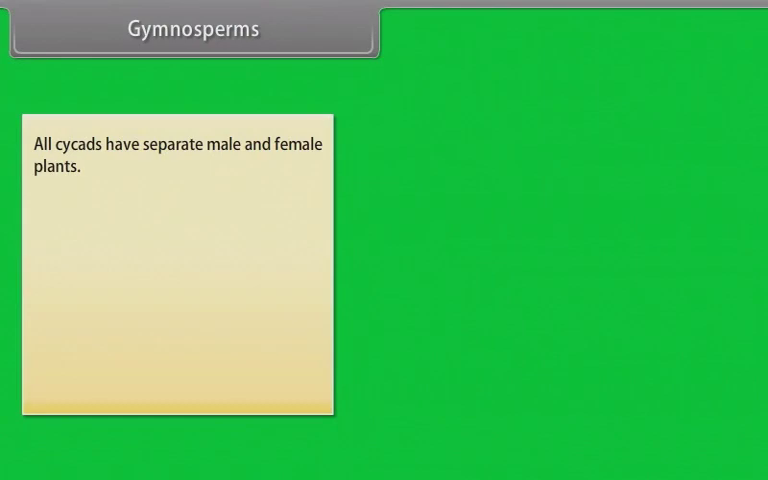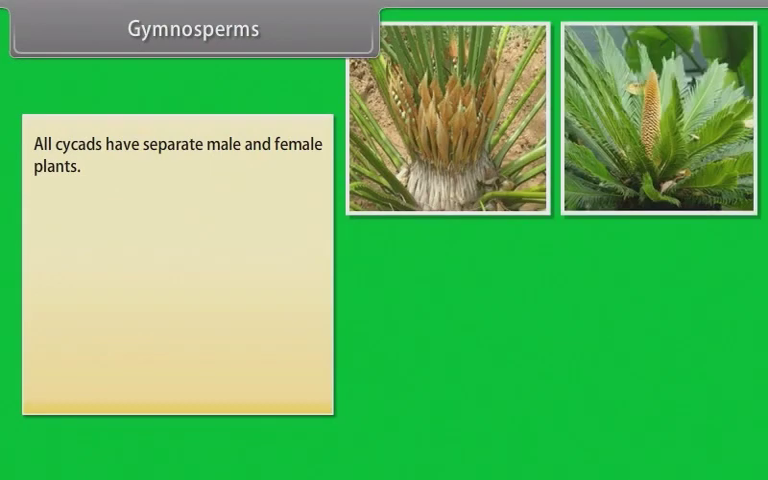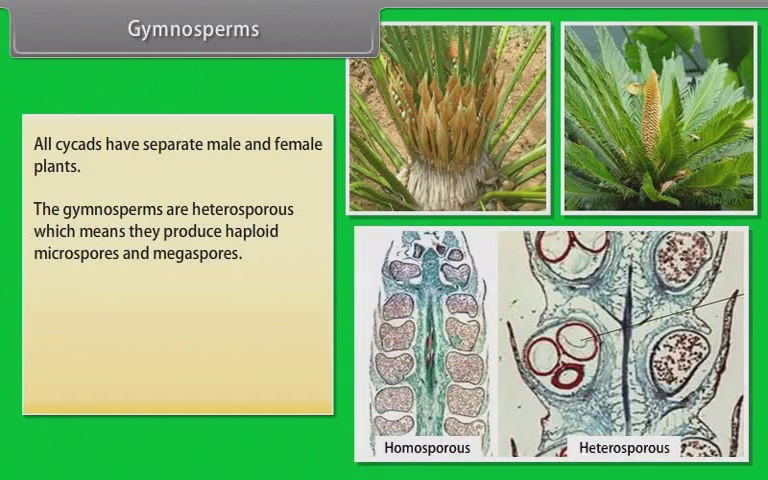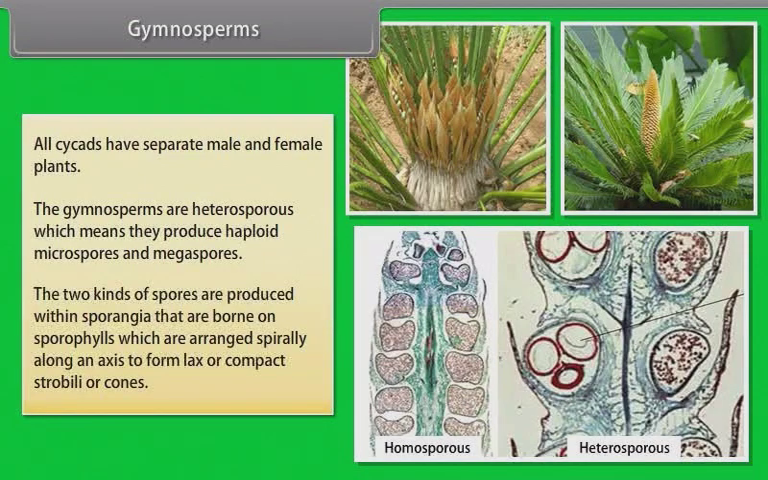All cycads have separate male and female plants. The gymnosperms are heterosporous, which means they produce haploid microspores and megaspores. The two kinds of spores are produced within sporangia that are borne on sporophylls, which are arranged spirally along an axis to form lax or compact strobili or cones.